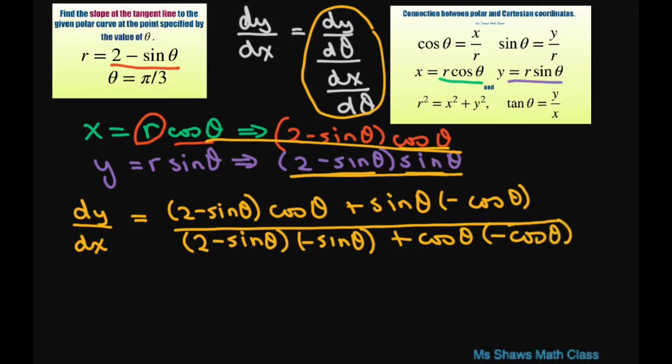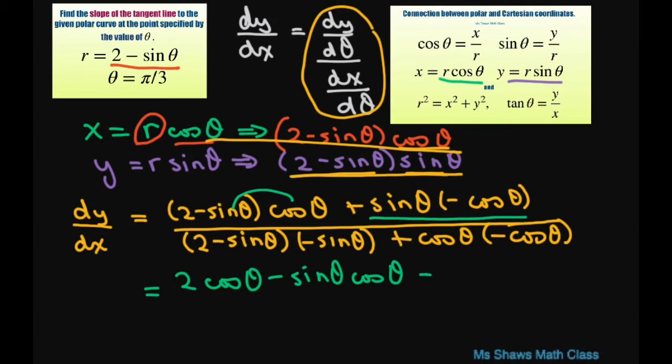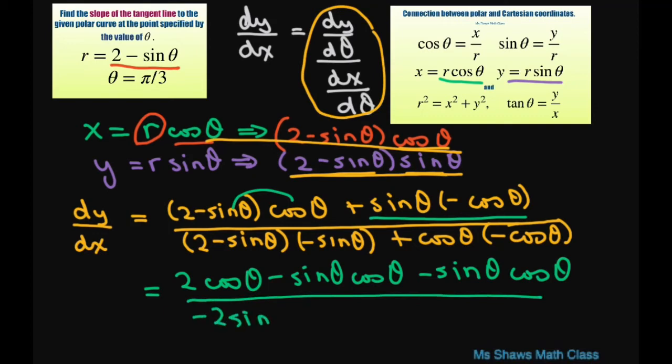All right, so simplifying all this, for the numerator we're going to get 2 cosine of theta minus sine theta cosine of theta. And this piece is going to be minus sine theta cosine of theta. So we have 2 of those. And then the denominator, we're going to have negative 2 sine of theta plus sine squared of theta minus cosine squared of theta. All right, now that we have that, we can simplify this further.